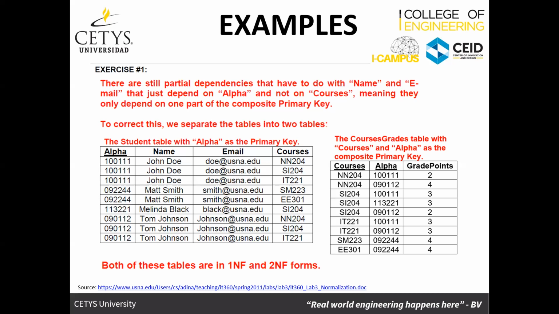And then we're going to have another table that has courses and alpha as a primary key and the grades, and those are going to be separate. Both of these are in first and second normal forms because in the first table, we don't have partial dependencies. All of the fields are going to depend on the primary key. And in this other table, all of the fields are going to depend on the composite primary key. So the partial dependencies have been eliminated. That means that they're in first and second normal forms.